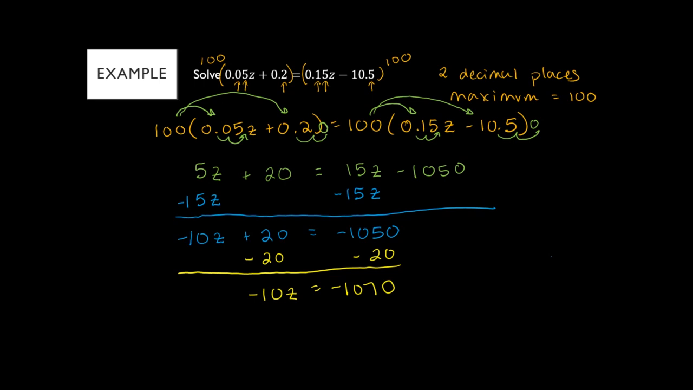And then the very last step is to divide everything by negative 10. And the nice thing about dividing by negative 10, when you're dividing by a negative, your decimal is moving to the left. So when you're multiplying, it moves to the right. When you divide, it moves to the left. And in this case, the 10 is going to cancel out that 0, and we're going to get z equals negative 107.